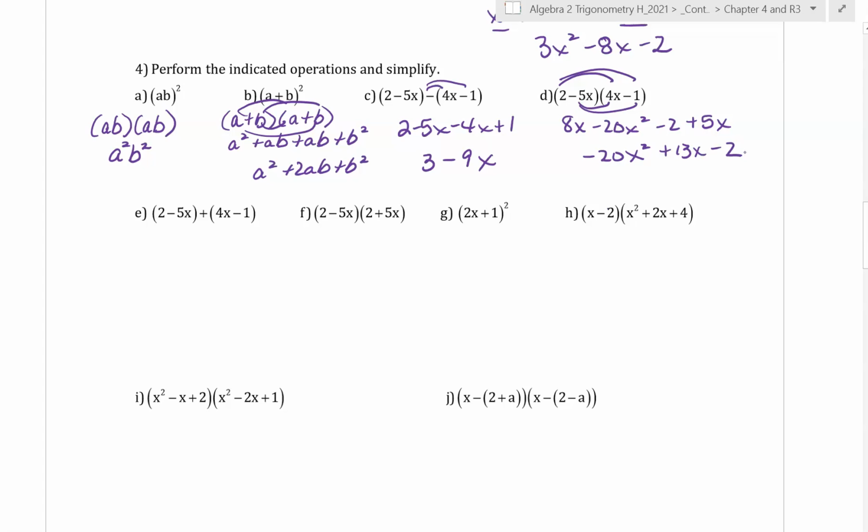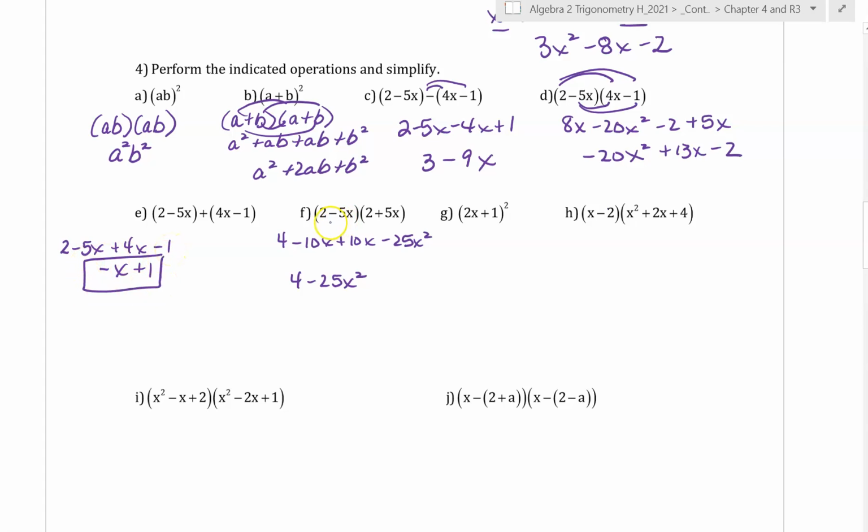Okay, so notice for E and F, they're very different. E, you are adding, and for F, you're multiplying. So go ahead and pause the video and try E and F. For part E, you're adding, so you're going to add like terms, negative 5x plus 4x, and add like terms of 2 and negative 1, and you have negative x plus 1.